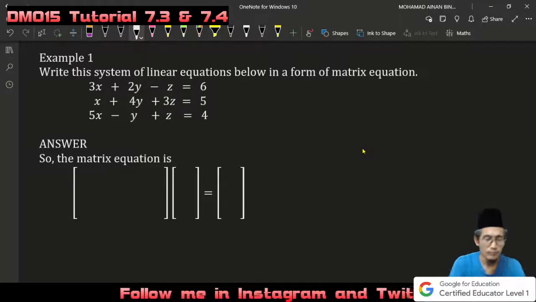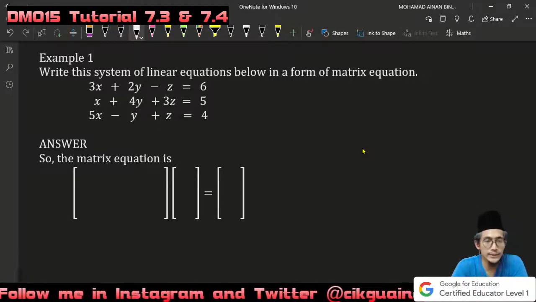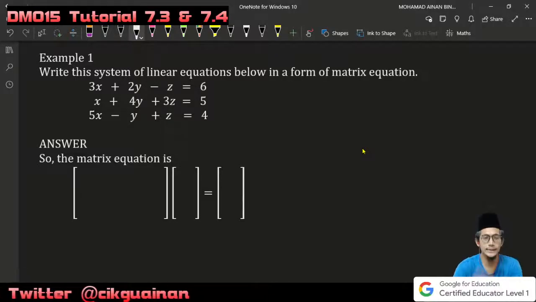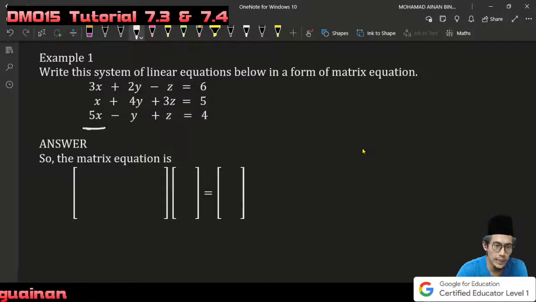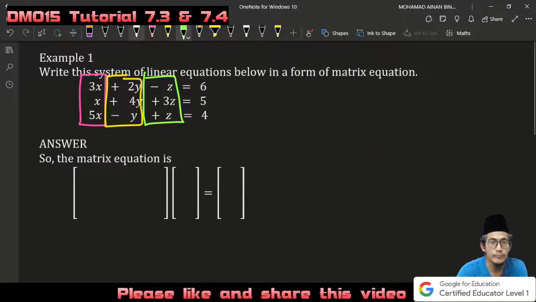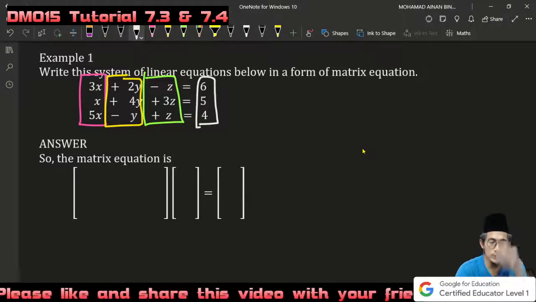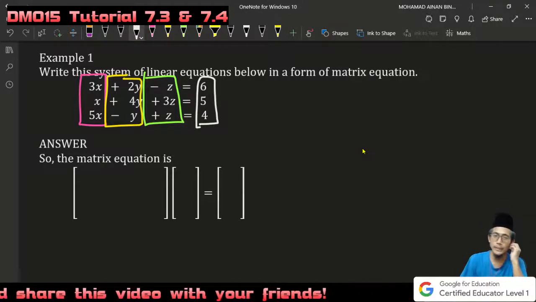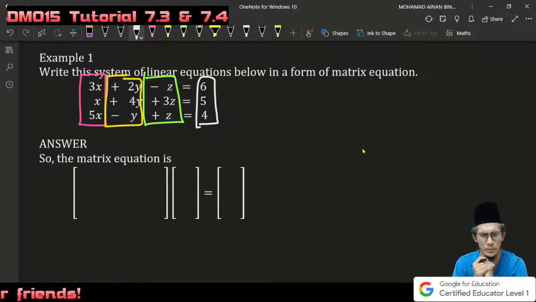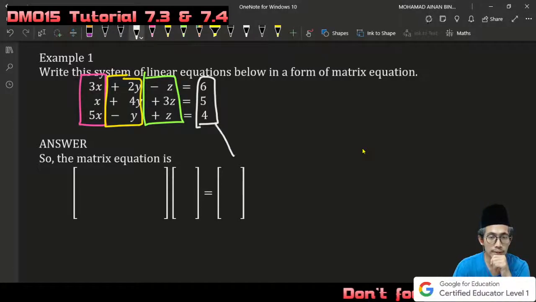Now, let's go to the first example. Write this system of linear equations below in the form of matrix equation. Okay. Dekat sini kita tengok system of linear equation. Dah susun belum? Dah susun. So, first column is X. Second column is Y. Okay. Third column is Z. Okay. And then last column after equal tu adalah constant. Constant can be any number. Jangan kamu ingat mesti ada nombor selain kosong. Kamu jumpa kosong, kamu jam. Kosong apa ni? Tak boleh lah, kena ada nombor. Kosong tu pun nombor juga. So, jangan panik.